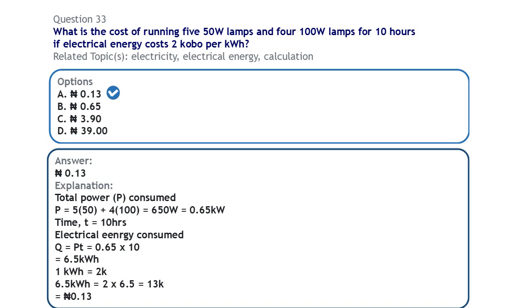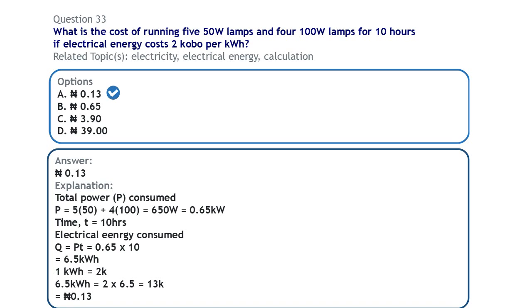So that will become 0.65 times 10. That's 6.5 kilowatt hours. Now in the question they said electrical energy costs 2 kobo per kilowatt hour. What that means is that 1 kilowatt hour is equal to 2 kobo. So what will be the cost of 6.5 kilowatt hours? That will be 6.5 times 2.